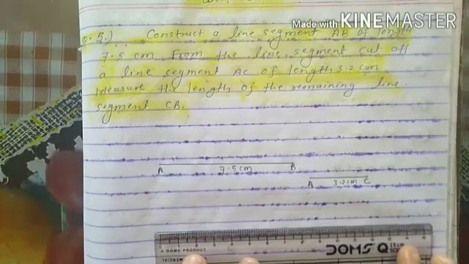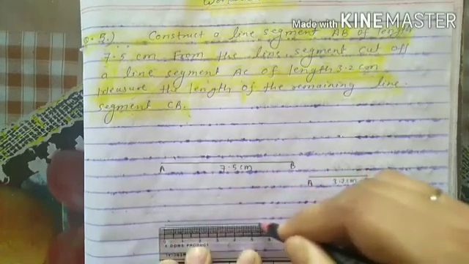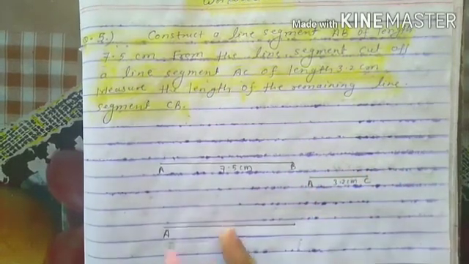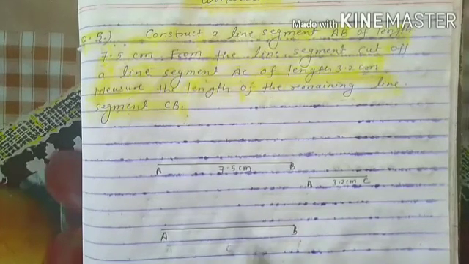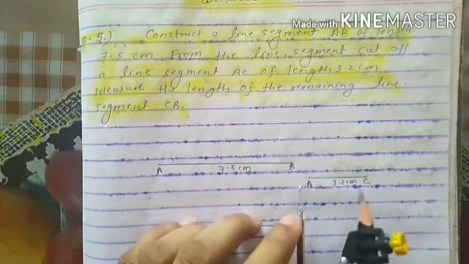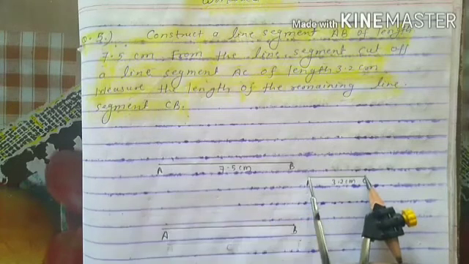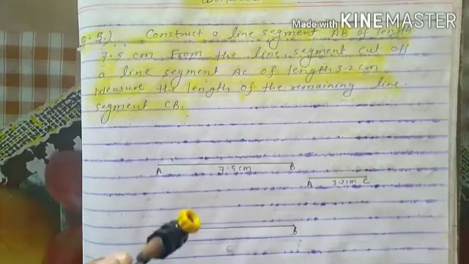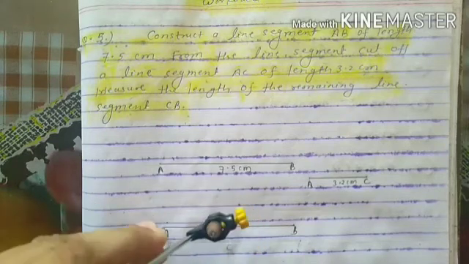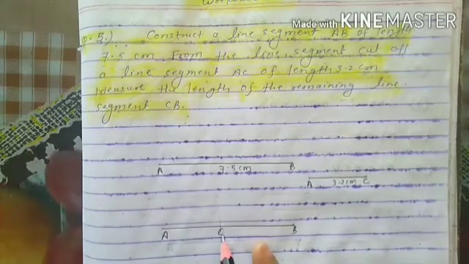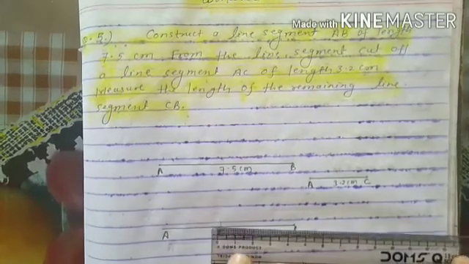So for this, first we construct AB is equal to 7.5 centimeter. Now with the help of compasses, we cut off AC. So keep this metal point at A and pencil point at C. Now keep this metal point at A and cut one arc which cuts AB at point C. So now we have to measure this CB. So let us measure.